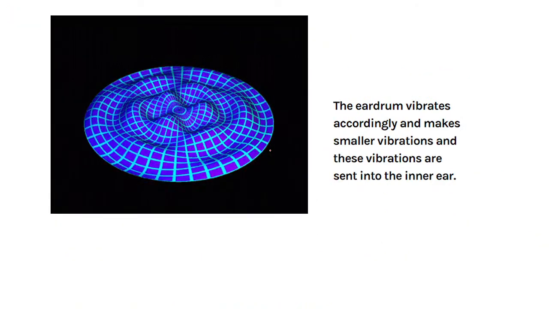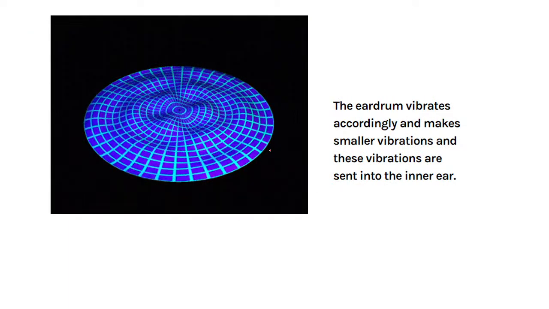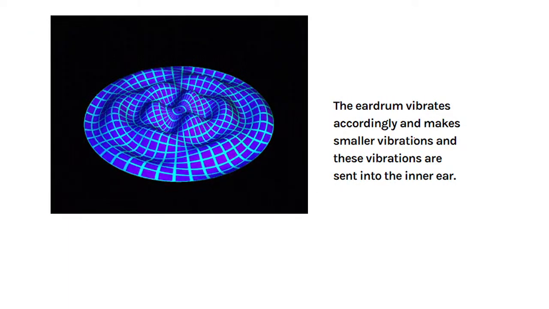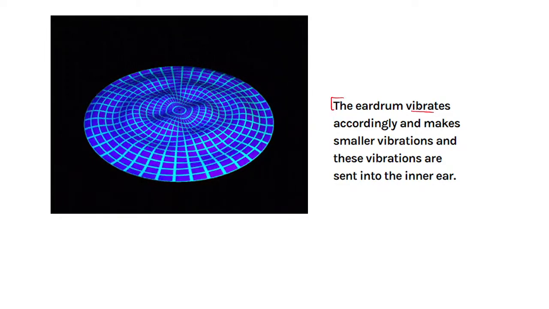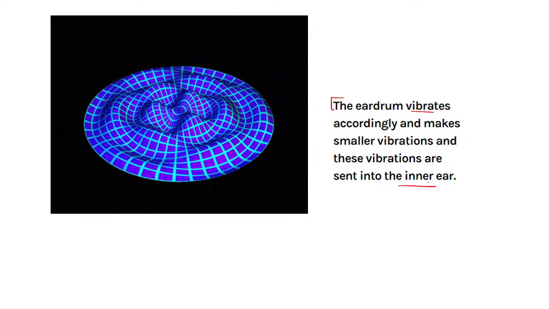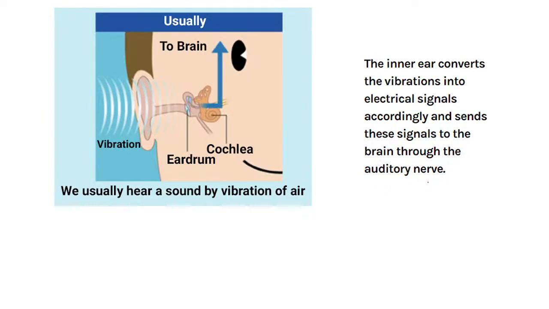Now, I have already explained what the function of the eardrum is. The eardrum vibrates, and these vibrations are sent to the inner ear. What does the inner ear do? Three bones are there in the inner ear: hammer, stirrup and anvil. These three bones, what will they do? They are going to pass this on.